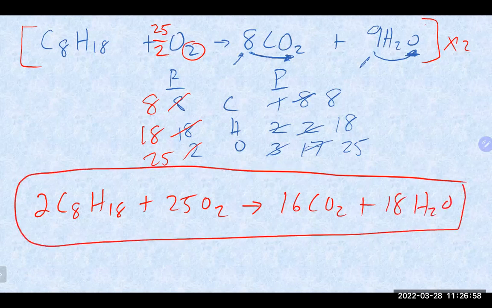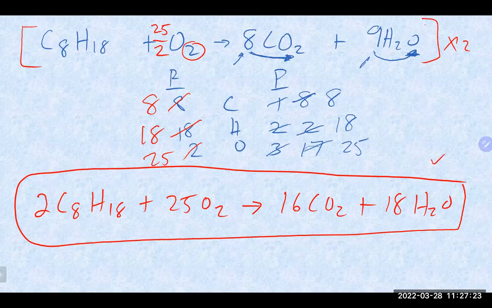And if we did this correctly here, 2 times 8 is 16 carbons on each side. 2 times 18 is 36 on each side. And we also have our 50 hydrogens, 32 in the first one and 18 in the second one. So it is balanced. Any questions on that there?